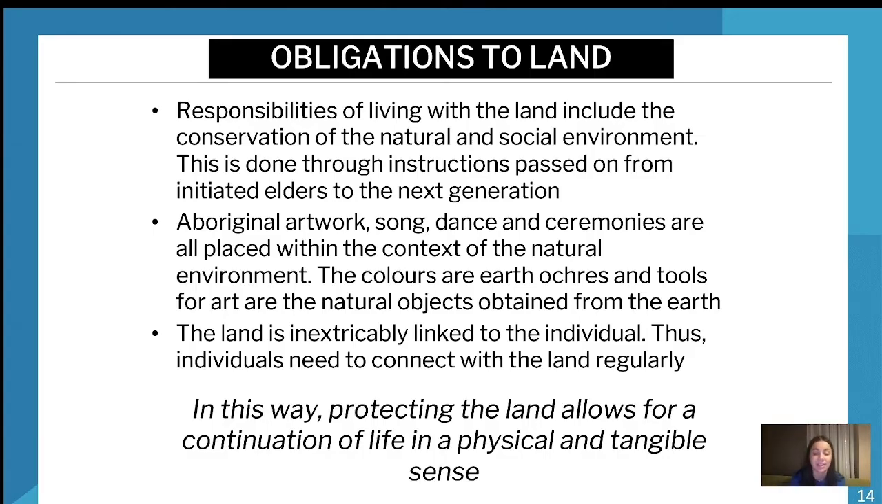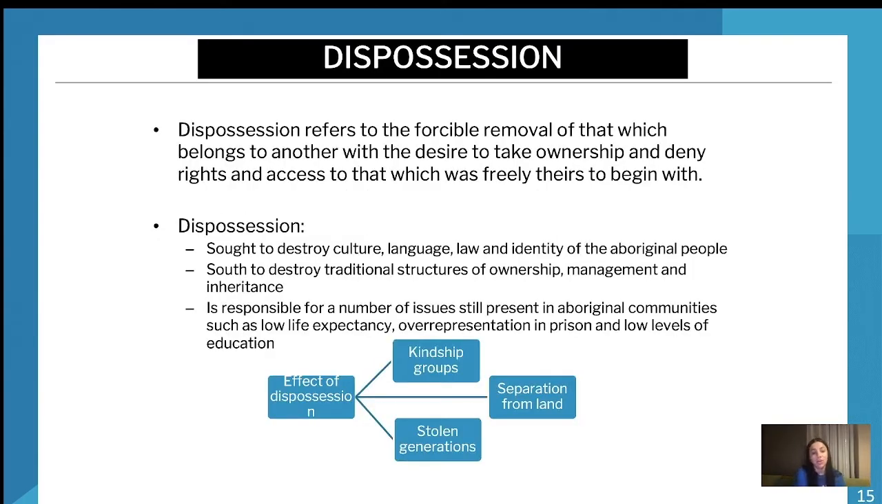And in this way, protecting the land allows for a continuation of life in a physical and a tangible sense, which is why the individual needs to have that access to the land. And that's how it then leads on to the land rights and dispossession, when they were taken away from their land, and the effects of that. So even though it's looking at different dot points and diving into different elements of Aboriginal spirituality, at the base is land, identity, and dreaming. And you can see from that that all the dot points flow on in that sense. So then it goes to dispossession.